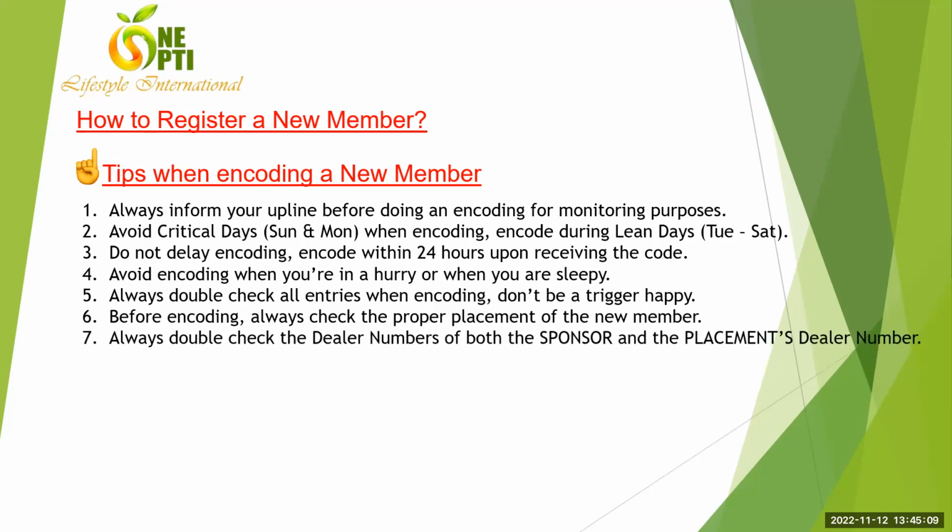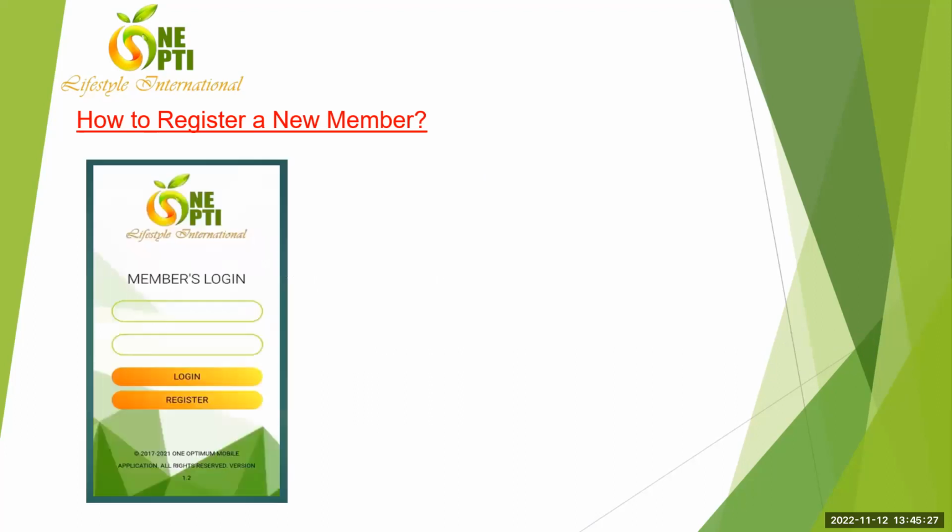And always double check the dealer number of both the sponsor and the placement's dealer number. On my end, it's always my best practice to write down the dealer number of the sponsor and placement before doing any encoding to avoid any mistakes or errors. And focus when encoding to avoid errors.